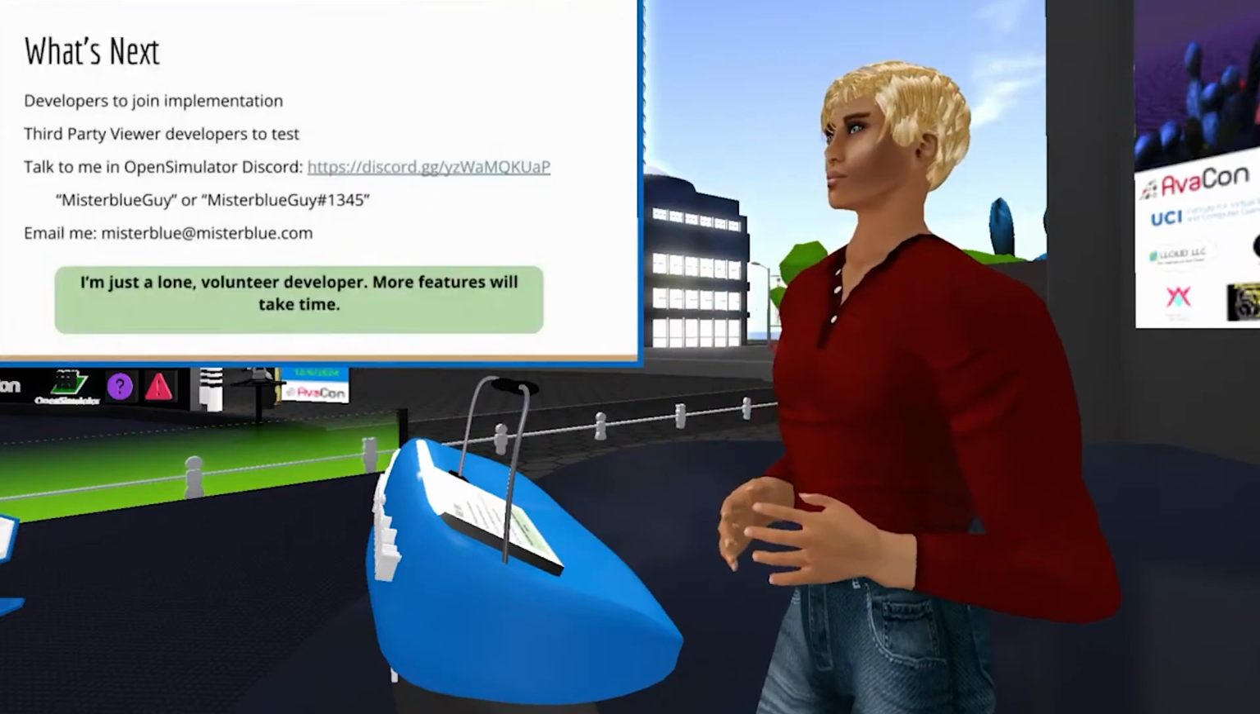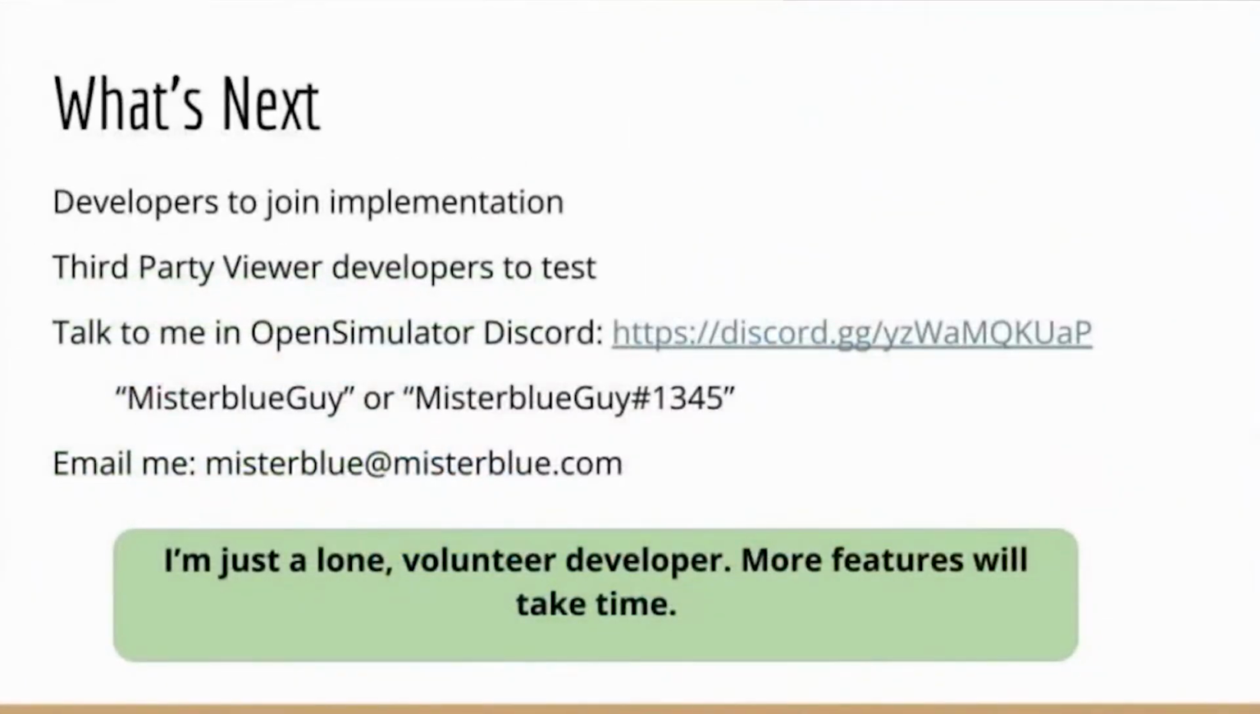And so what's next? Any developers can join the implementation. That GitHub project has a project page on it. Try it out, give issues, and join in. I haven't really talked a lot to the third-party developers. I've been testing with Firestorm, which seems to work great. You can talk to me on the OpenSimulator Discord. There's an invite on the screen, which should work. I'm Misterblue guy over there, and you can email me.